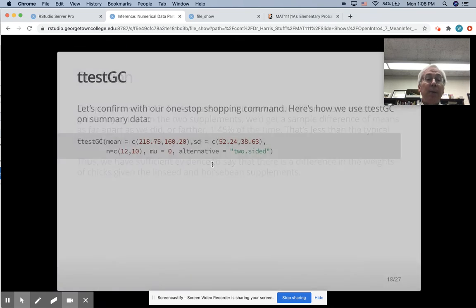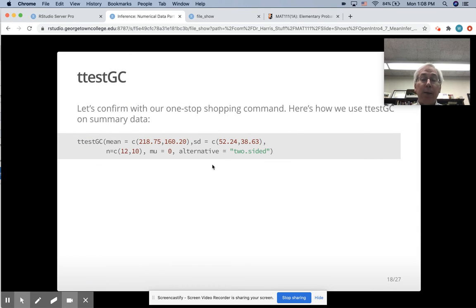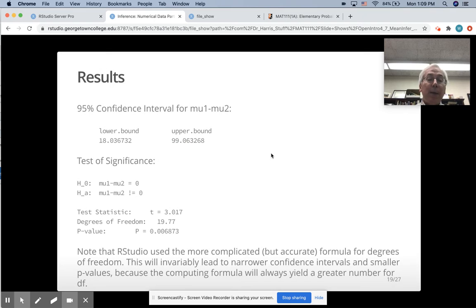On to one-stop shopping. We get to use t-test GC again in this section, just like we did with a single mean. If we have summary data like we do here, we need to give it the values of the two means, the two standard deviations, the two sample sizes, and the order matters here. So the 218.75, the 15.24, and the 12 all go with the linseed diet. The 160.2, the 38.65, and the 10 all go with the horse bean diet. We'll take our null value to be 0. Our alternative is 2-sided.